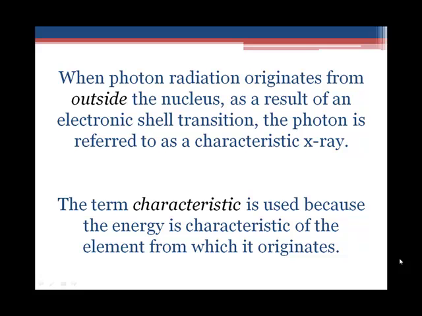When photon radiation originates from outside the nucleus as a result of an electronic shell transition, the photon is referred to as a characteristic X-ray. The term characteristic is used because the energy is characteristic of the element from which it originates.